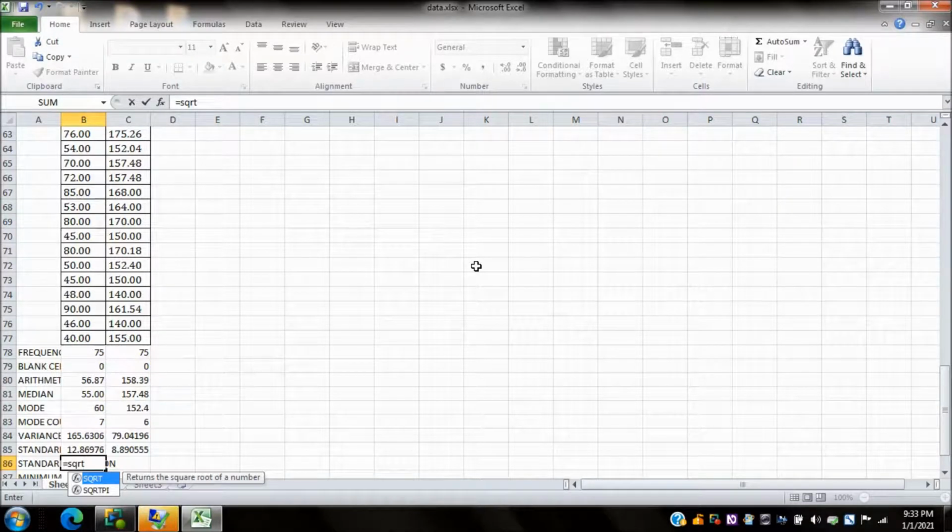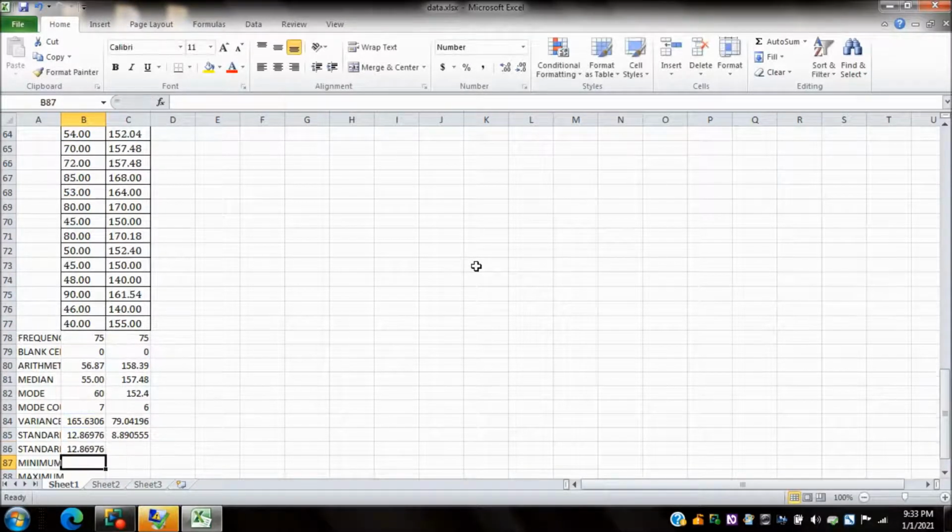The cell reference here is B84, since the variance is in B84. Left parenthesis, B84, right parenthesis, and press enter. And I'm going to check. 12.86976, formula B86. The result is 12.8697, which is the same as the result in B85. So either of these two ways can give us the standard deviation.